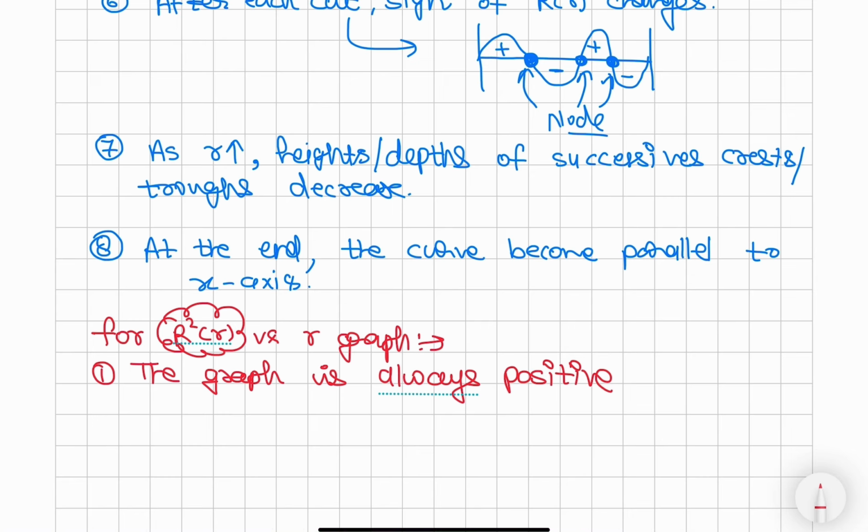Always positive with the same position of radial node. The position of the radial node will not change because the radial node will form at 0 and the square of 0 is also 0. That's why the position of the radial node will not change.